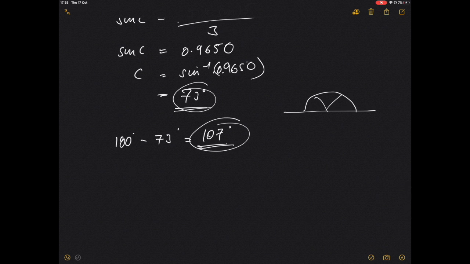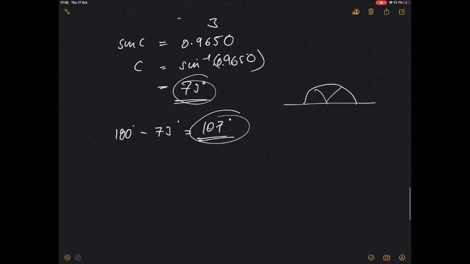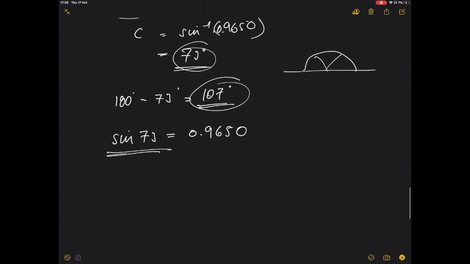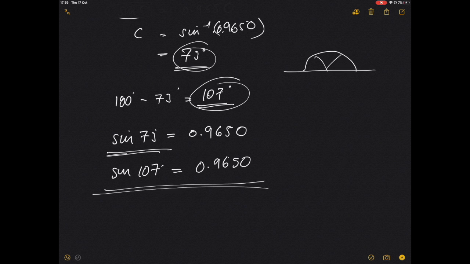So there's only one way we can check this. I've told you that sine C has to equal 0.9650. So sine 73 would have to equal 0.9650. So what happens if we plug sine 107 into the calculator? If we just check that, we would see that the answer is also 0.9650. So that would mean that there are two possible solutions to the answer.